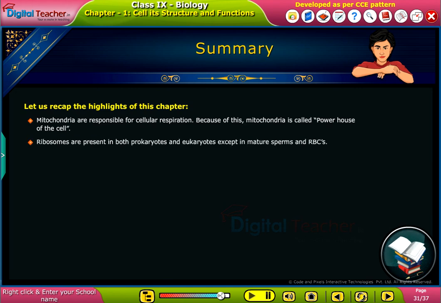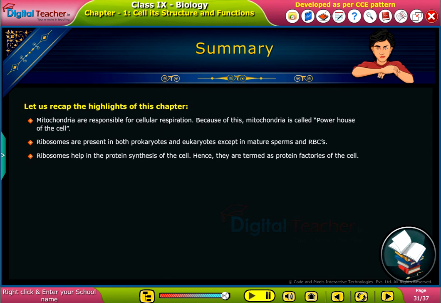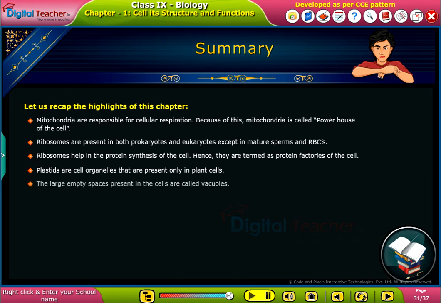Ribosomes are present in both prokaryotes and eukaryotes except in mature sperms and RBCs. Ribosomes help in the protein synthesis of the cell. Hence, they are termed as protein factories of the cell. Plastids are cell organelles that are present only in plant cells. The large empty spaces present in the cells are called vacuoles. All cells originate from pre-existing cells.